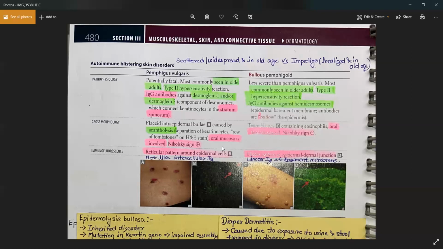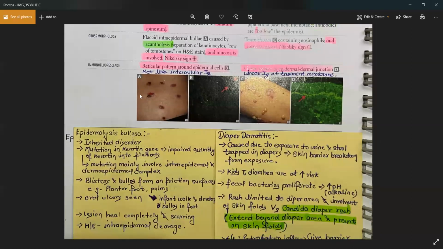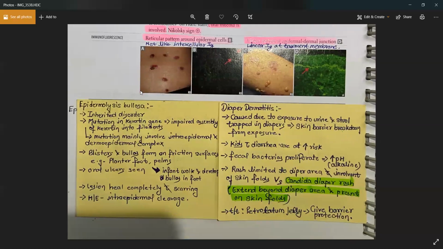Then you have a similar condition, just like pemphigus vulgaris or bullous pemphigoid, but this condition is seen in children only, in infants, right? While bullous pemphigoid and pemphigus vulgaris only affect older individuals, around the age of 60 or 70, epidermolysis bullosa only affects very young children, okay? And it is an inherited disorder, okay?